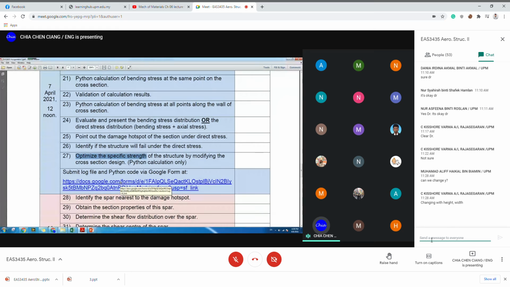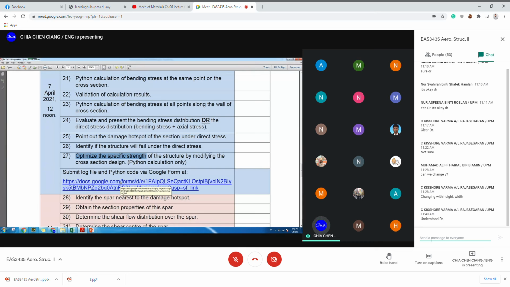Optimization is not about doing it only when there's a failure. Yeah, optimization of a specific strength. You see the word specific. Specific means that it should be light at the same time. It should be strong and light. So it means that it needs to withstand the bending stress or direct stress, but with the least amount of material.